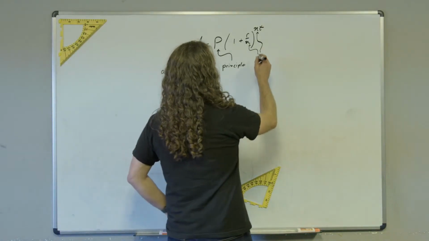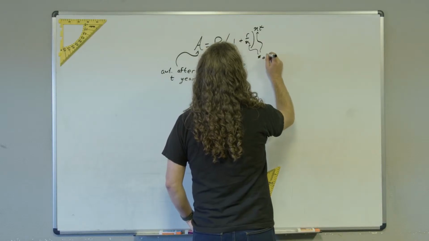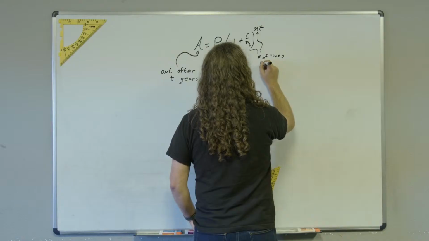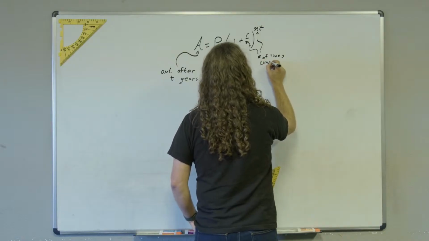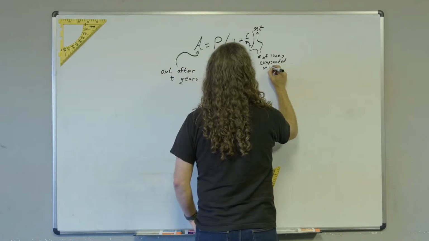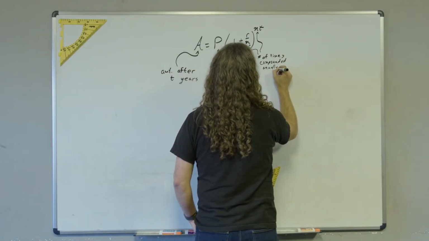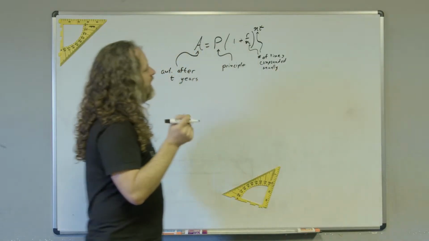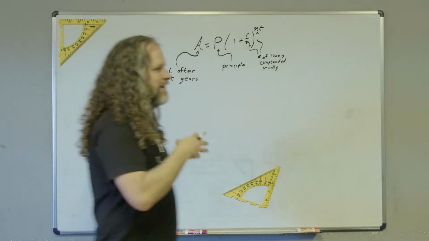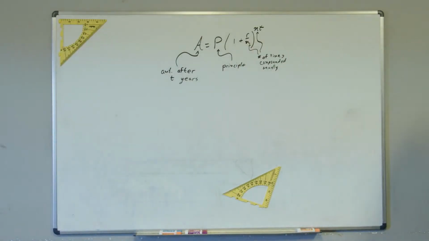N is the number of times it is compounded annually. So if it's compounded quarterly, N would be 4. If it's compounded semi-annually, it'd be 2. Daily, it'd be 365, et cetera, et cetera. Daily. I want daily. It doesn't change it as much as you think.